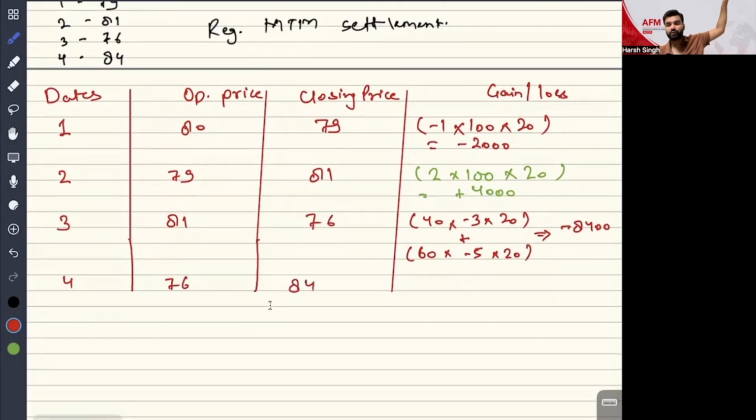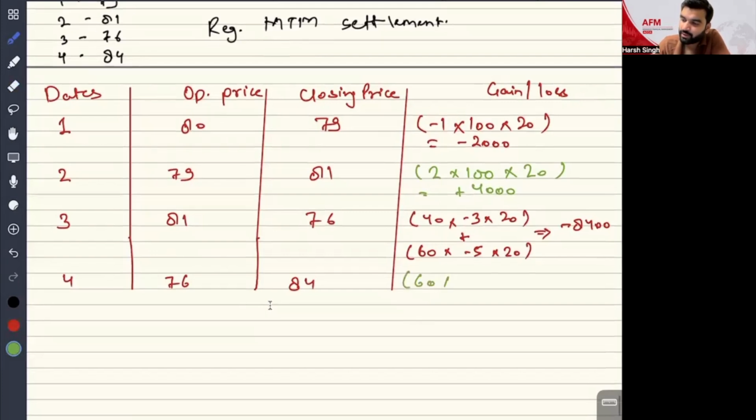Fourth day, opening price 76, closing price 84. Now I already sold 40 contracts. How many contracts am I left with? 60 contracts. But this will be profitable for me. I'll make it green, just for color purpose, nothing else. 60 contracts multiplied by 8 multiplied by 20. So the total profit will be positive 9600. So this is how you are going to solve an MTM settlement.